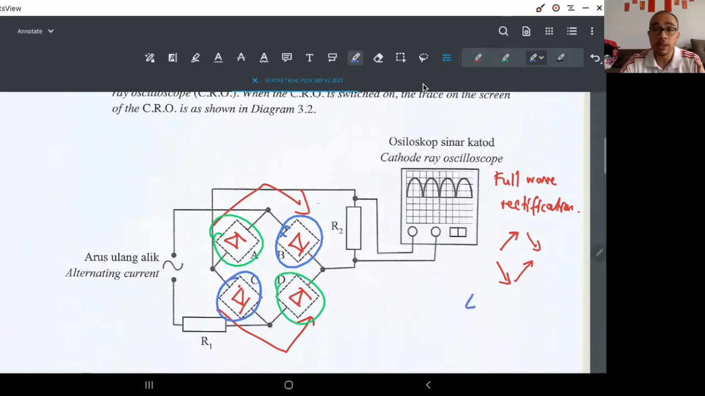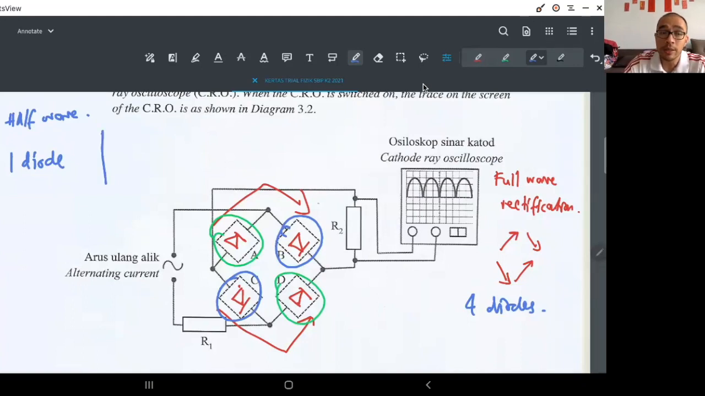Now just to recap, the other kind of rectification is half wave rectification. Half wave only involves 1 diode, and the oscilloscope, the CRO, will look like this. It will be half, 0, half, 0, half, 0, half, 0. So this is half wave rectification. Full wave, it will be half, half, half, half, half, half, half, half.